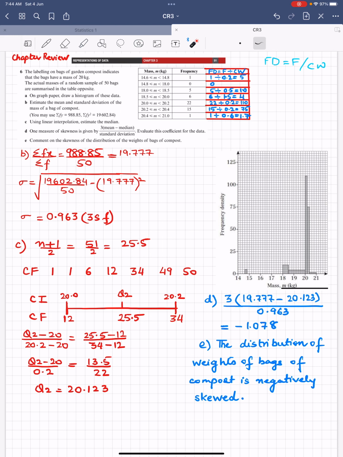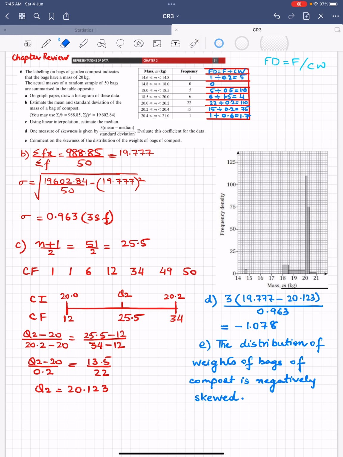Moving on to the next part, part C, using linear interpolation, estimate the median. Now here we have got the number of bags, which is discrete data. Therefore, our median is going to be (n plus 1) divided by 2. And as per the calculation, we get 25.5. We need to do interpolation. So the value 25.5 comes into which class interval? We need to check that.